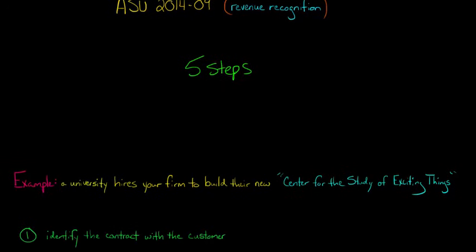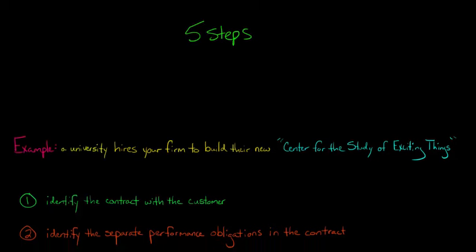So first step is we identify the contract with the customer. So the customer is the university, and they have hired us to create the Center for the Study of Exciting Things. And of course, we would have an actual contract, ideally specifying everything that we're intended to do. So in that contract, we need to identify the separate performance obligations in the contract. Now that might sound a little confusing, so let's just use an example.